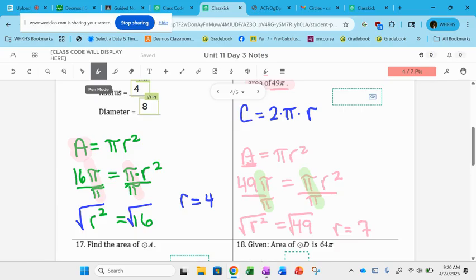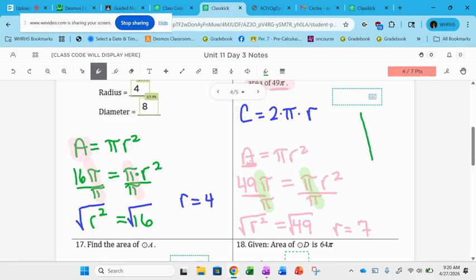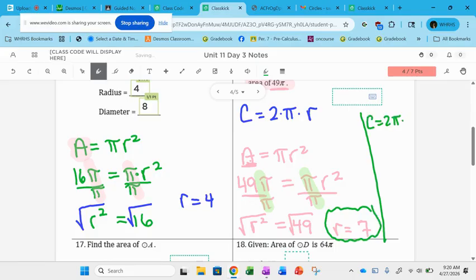This is not my answer. What did they ask us to find? The circumference. So why did I do all of this? I did all of this to find the radius so I can plug it in for the circumference. So 2 times 7 is 14. So my circumference is 14 pi.